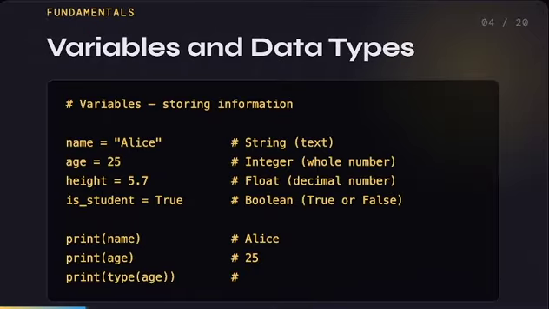Variables are how we store information in Python. Think of a variable as a label box. You give it a name and put a value inside. In Python, you don't need to declare the type of variable. Python figures it out automatically.